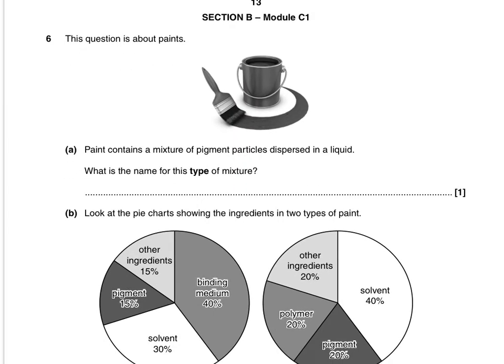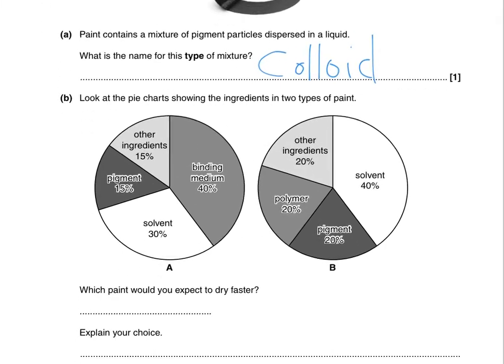Straight away, here we have it. This question is about paints, okay? You might be thinking, wow, it's as interesting as paint drying. No, it's not. It's much more interesting than that, okay? So paint contains a mixture of pigment particles dispersed in a liquid. What is the name of this type of mixture? So again, it's higher tier, so it is a bit tricky, but you should remember it is a colloid. And there's our first mark. How easy, how quick, all done, move it on.